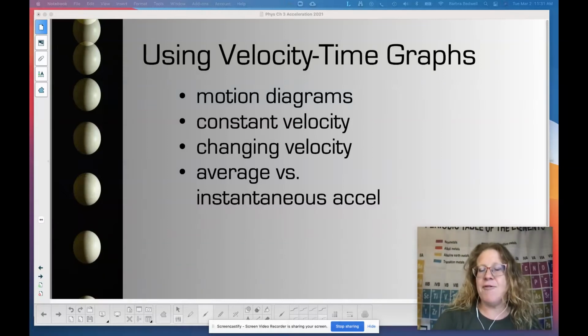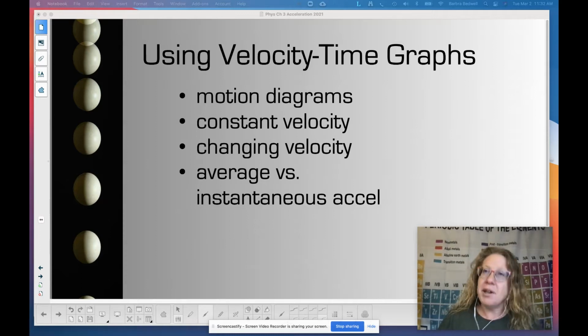Welcome back. It's time for our second video in the series about acceleration. In this one, we're going to be looking at creating velocity time graphs. This is just an introduction to what VT graphs look like and some of their characteristics.